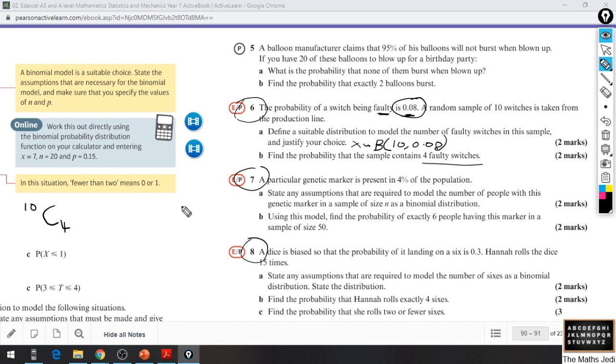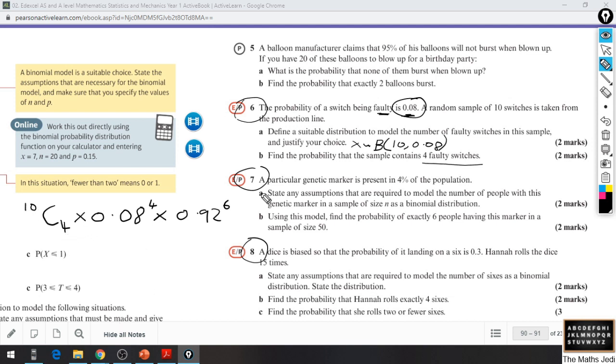And then we're being told that the chance of success is 0.08. So we have to multiply that by 0.08 to the power of 4. And then we have to have the chance of failure, 0.92. They have to add to 1. And this will be to the power of 6. Again, spot the indices should always add to the number of trials that we have.